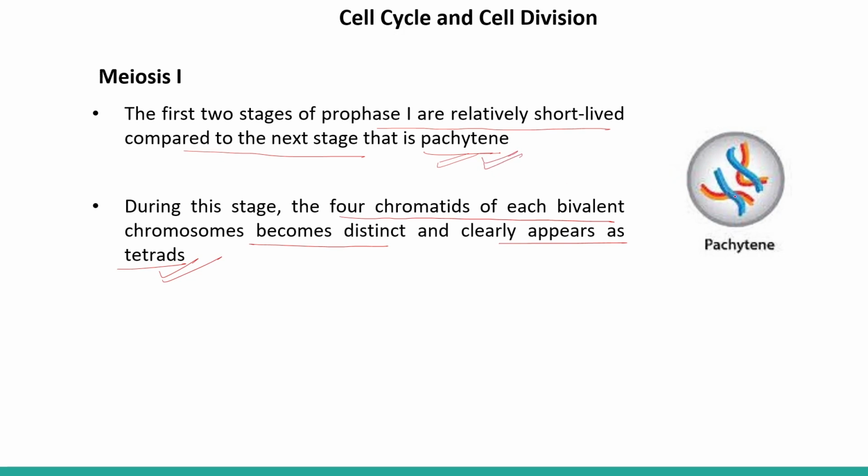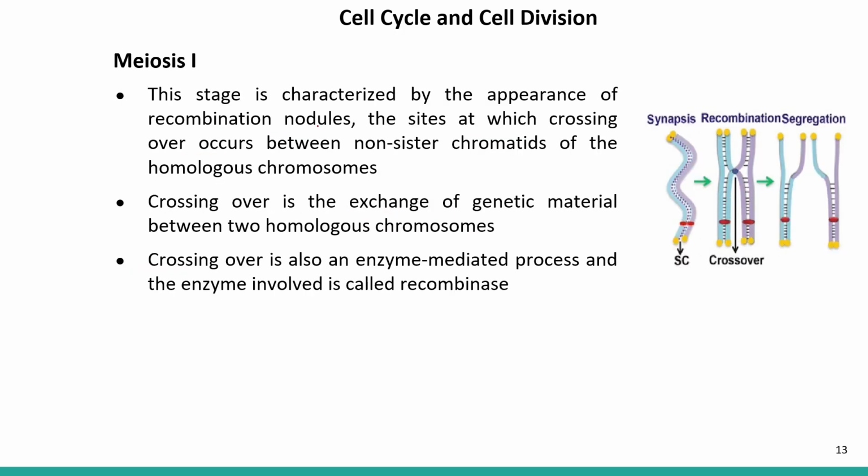So in the figure here also we can see the chromatids of the blue chromosome are light blue and dark blue. In the same way, the chromatids of the second chromosome are shown with red and yellow. Okay, so it's showing the tetrad stage. Now, this stage is also characterized by the appearance of a recombination nodule. So here what happened? Recombination of the genetic material takes place.